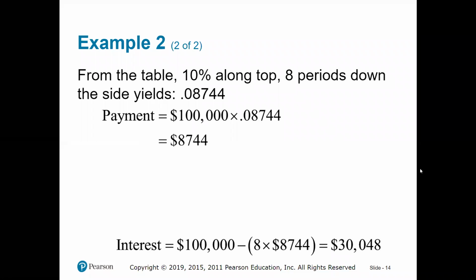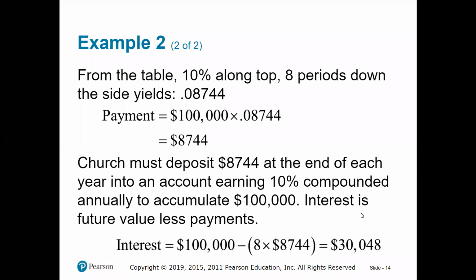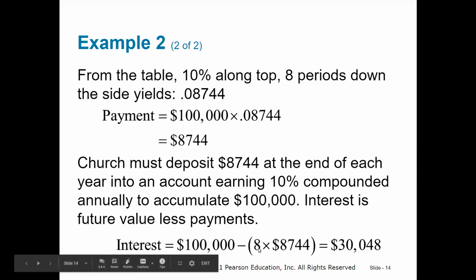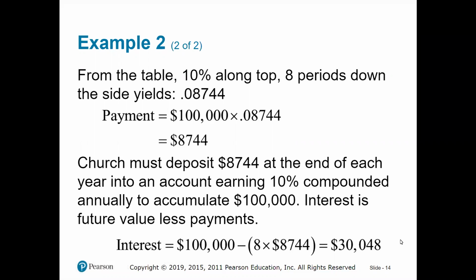From the table, 10% along the top, 8 periods down the side yields 0.08744. So the payment is equal to 100,000 times that amount, which is $8,744. And then to figure out the interest, you take the 100,000 minus 8 times the payment, and you're going to get an interest of $30,048.